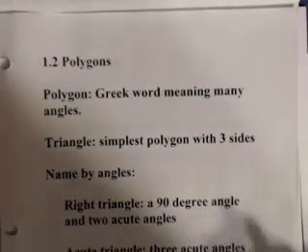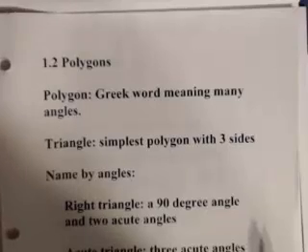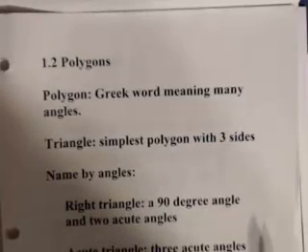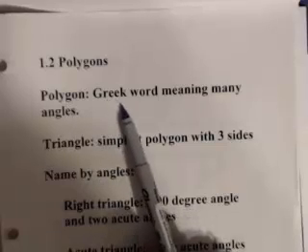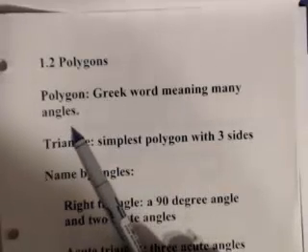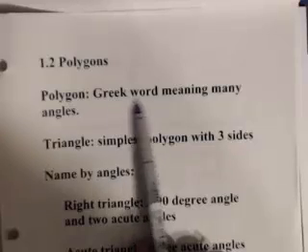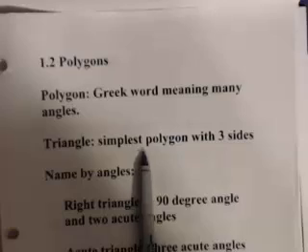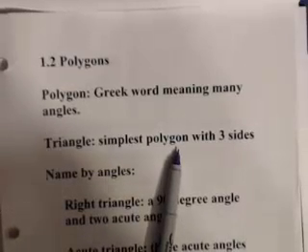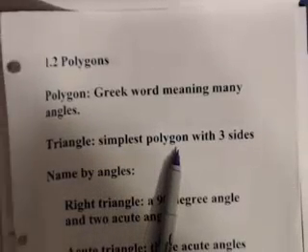In lesson 1.2, we're going to begin talking about polygons. And the word polygon means angles, many angles. And it's a Greek word. The triangle is the simplest polygon, and it has only 3 sides.